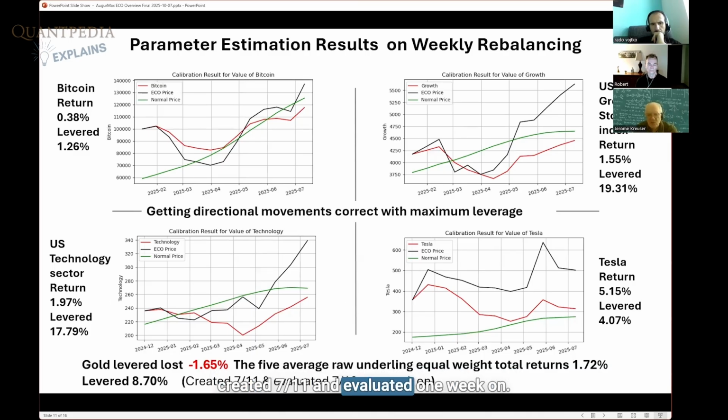Created 7-Eleven and evaluated 1 week on. On the whole, they did so well. Some stocks did so badly.